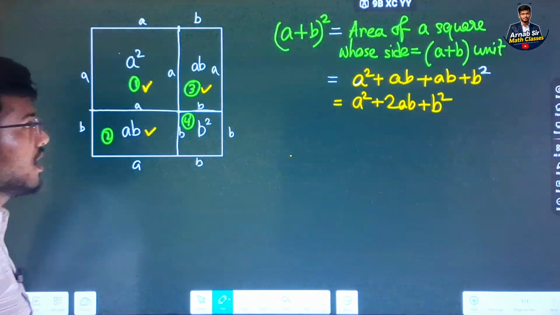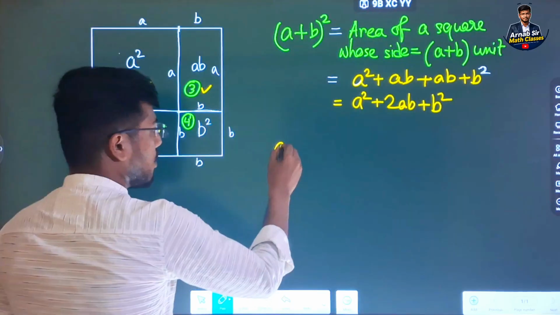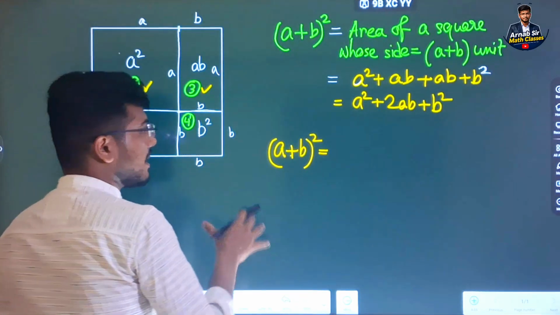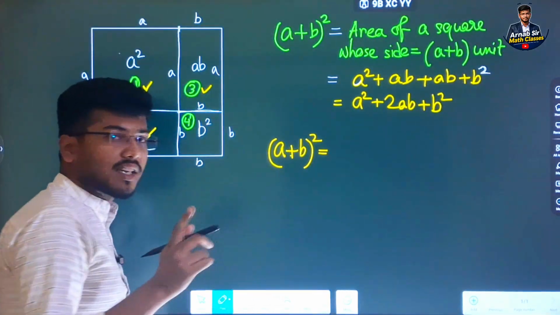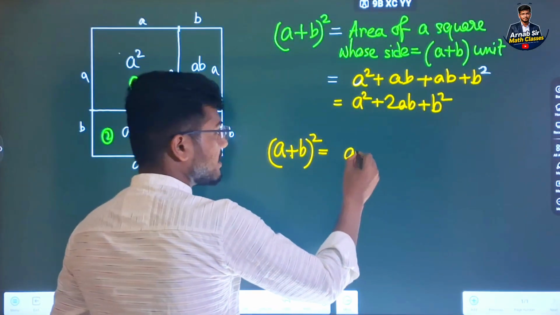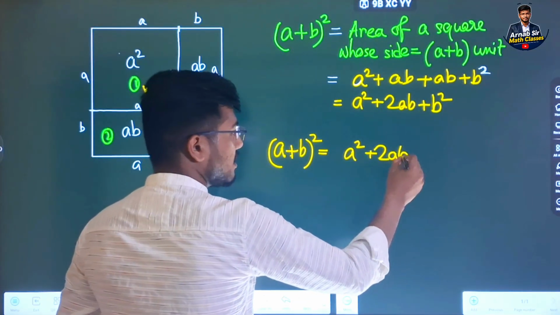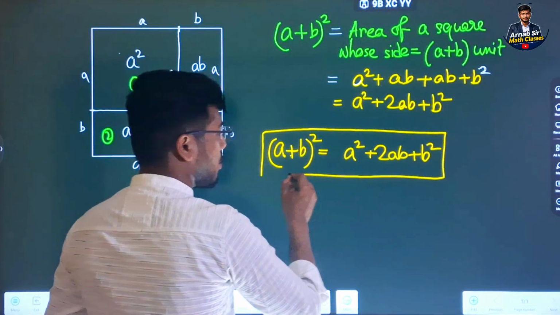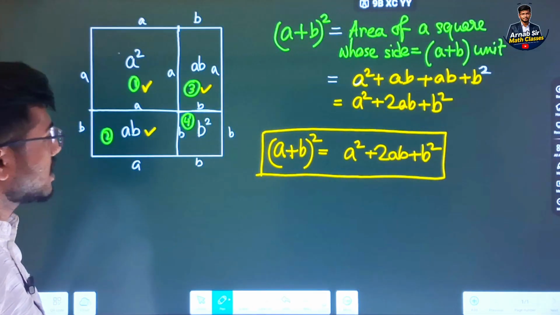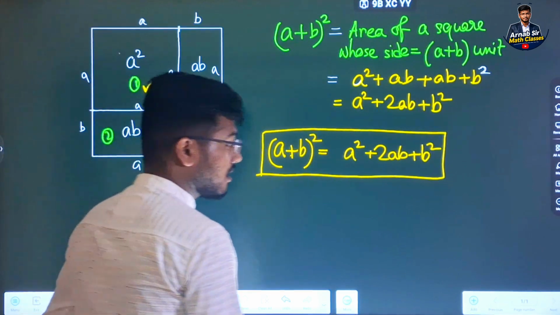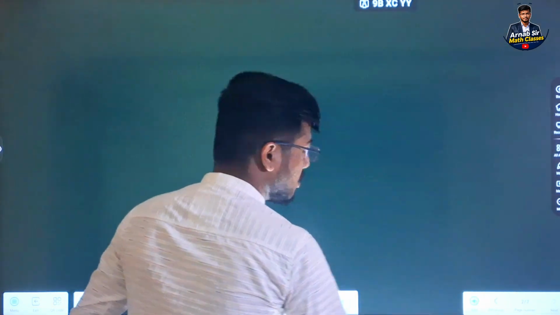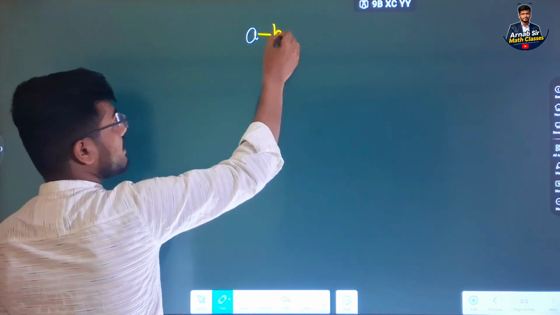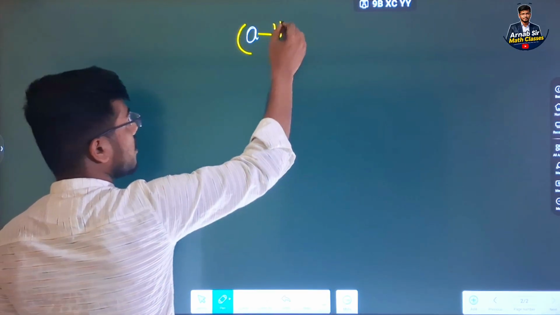Everyone, do you understand? So what is the geometrical meaning of (a plus b) whole square? It means the area of the square whose one side is a plus b. So we write this means a square plus 2ab plus b square. If you understand, I go to the next formula regarding the chapter Algebraic Identities. Clear? Next, again we have to prove the formula of (a minus b) whole square.